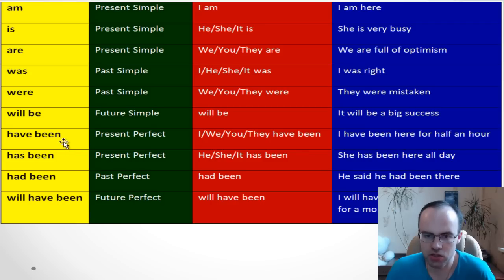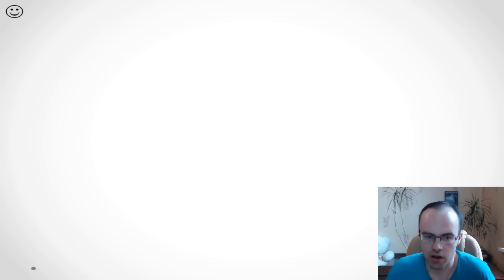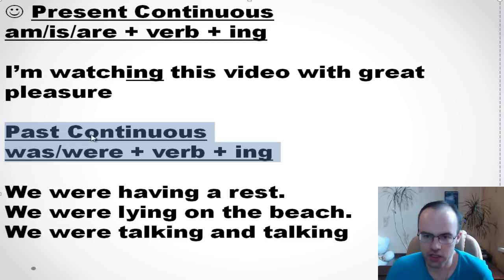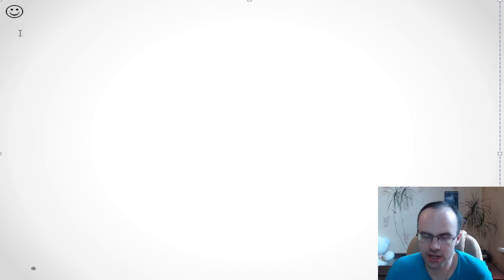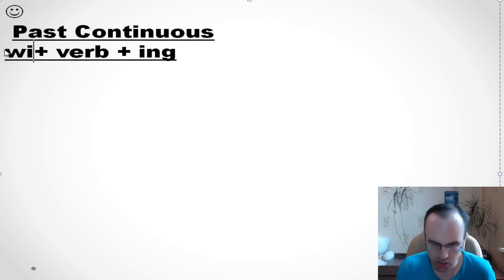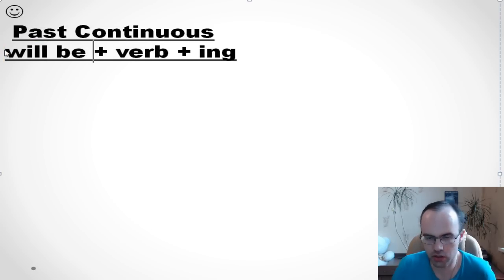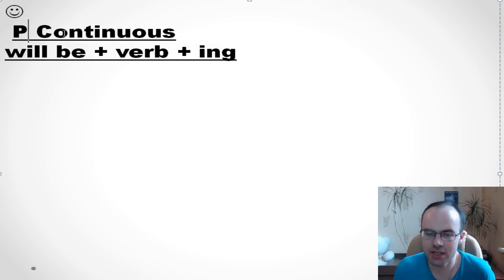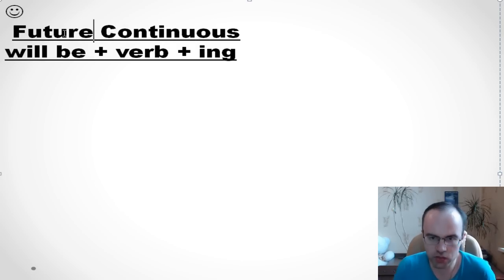And next, you see will be. Right, it's about future simple. But if you have verb plus ing after will be, so it isn't future simple, it's another tense, and we call this tense future continuous.